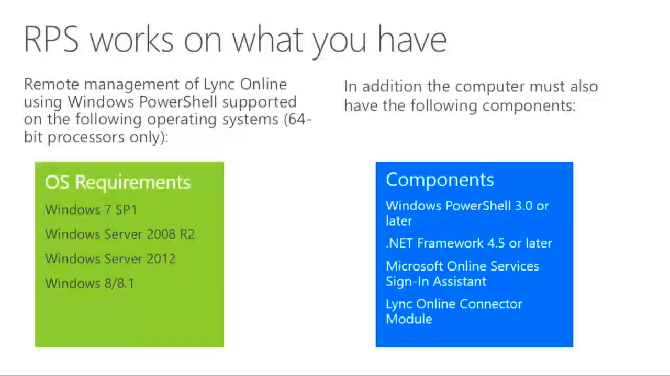So remote PowerShell works on what you have, right? We support all OS, starting with Windows 7 through Windows 8 and above. The only note here is it has to be an x64 OS. And you need Windows PowerShell 3.0 or later, .NET Framework 4.5, and the Microsoft Online Services Sign-In Assistant, which is a free download. And you need the Lync Online Connector module, which is basically the module that has the commandlet that connects to our Lync Online service.